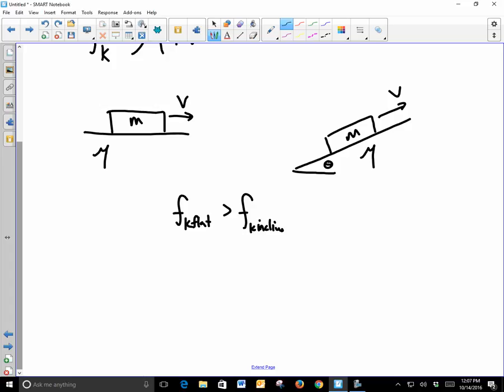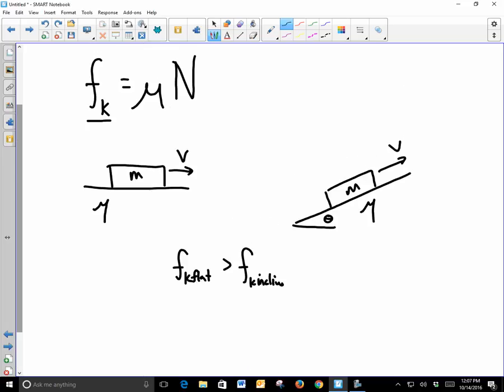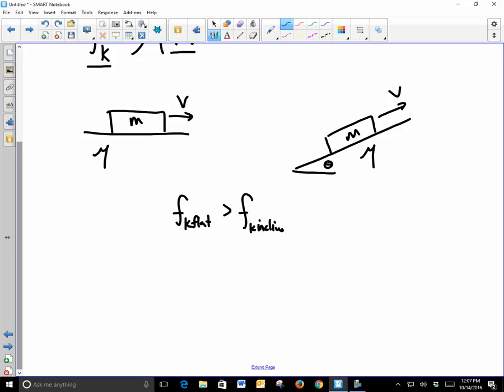And is that accurate? Well, kinetic friction depends directly on the normal force and the coefficient. We've already established that the coefficients are the same. So the kinetic friction here is directly proportional to the normal force. So if the normal force goes up, the kinetic friction goes up. The normal force goes down, the kinetic friction goes down.